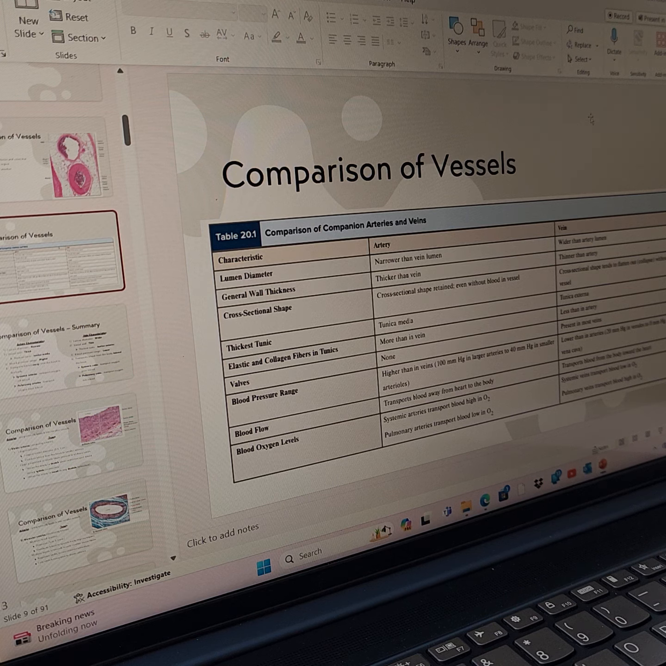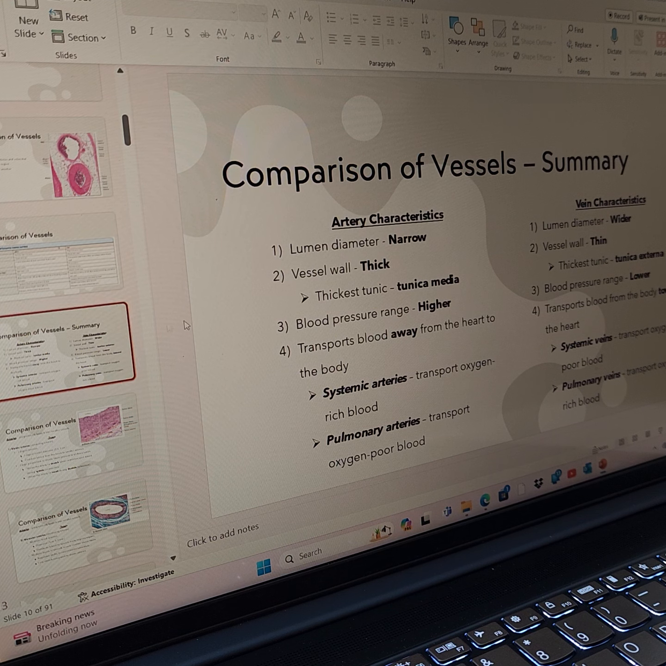Blood flow: arteries transport blood away from the heart to the body. Veins transport blood from the body to the heart. Blood oxygen levels: systemic arteries transport blood high in oxygen. Pulmonary arteries transport blood that is low in oxygen. Systemic veins transport blood low in oxygen, and pulmonary veins transport blood high in oxygen.